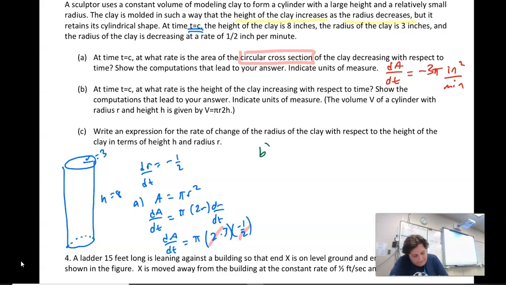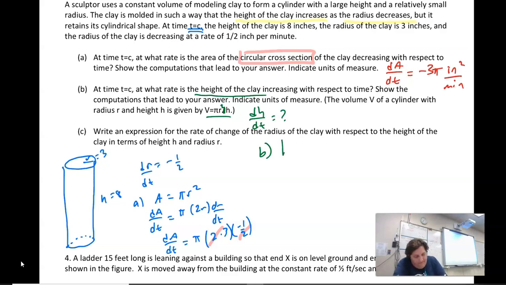All right. At that same time, time t equals c, at what rate is the height increasing with respect to time? So what am I looking for right there? What rate is the height increasing? dH/dt, because it's a rate. Show the computations that lead to your answer. Indicate units of measure. The volume of a cylinder is volume equals pi r squared h. Whoops, that's supposed to say squared. So it's pi r squared h.